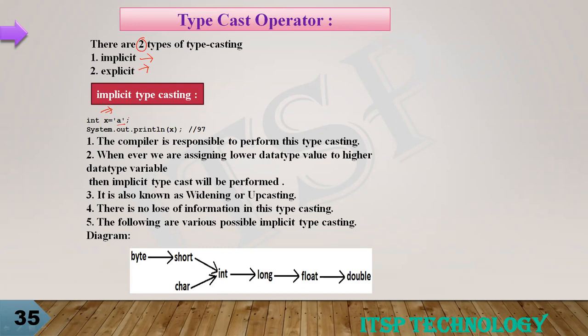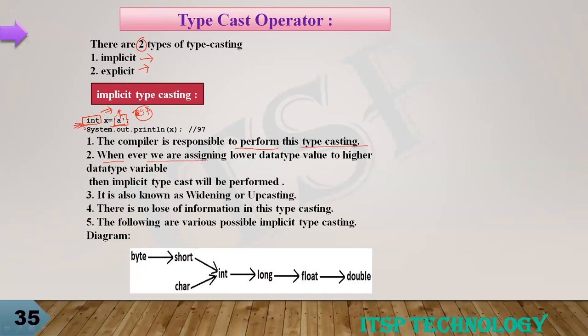You remember here, you can see what this is. This we declare as an int, right? But what are we doing here? Initialize with a. Why? Because internally its value is 97. That's why it's not giving an error. So this is that implicit typecasting. The compiler is responsible to perform this typecasting, implicit typecasting, which the compiler will perform.